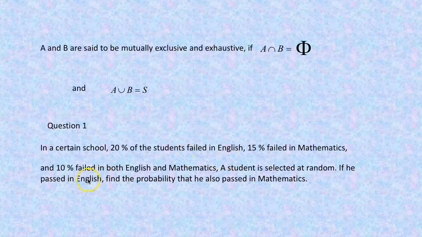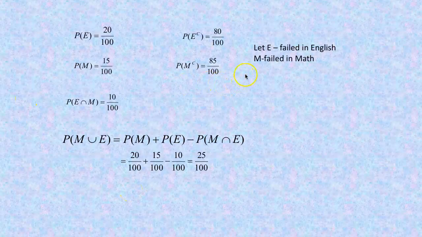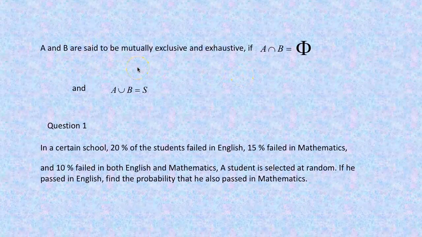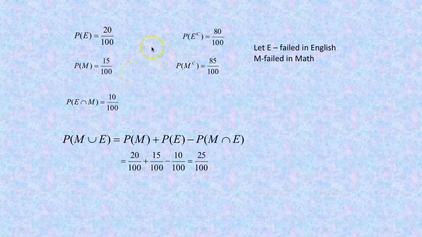failed in mathematics, and 10% failed in both English and mathematics. A student is selected at random. If he passed in English, find the probability that he also passed in mathematics. So let E be the event that the student failed in English. Probability of E is 20 by 100 since you are given that 20%. M be the event that the student failed in maths. Probability of M is 15 by 100 since you are given 15%.